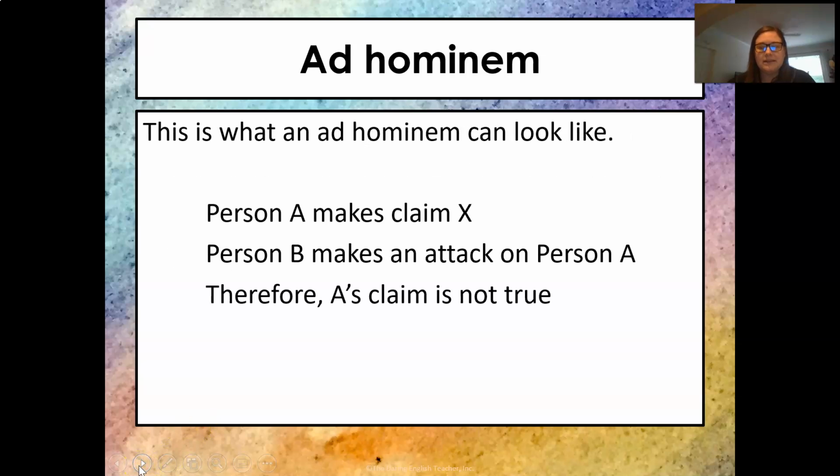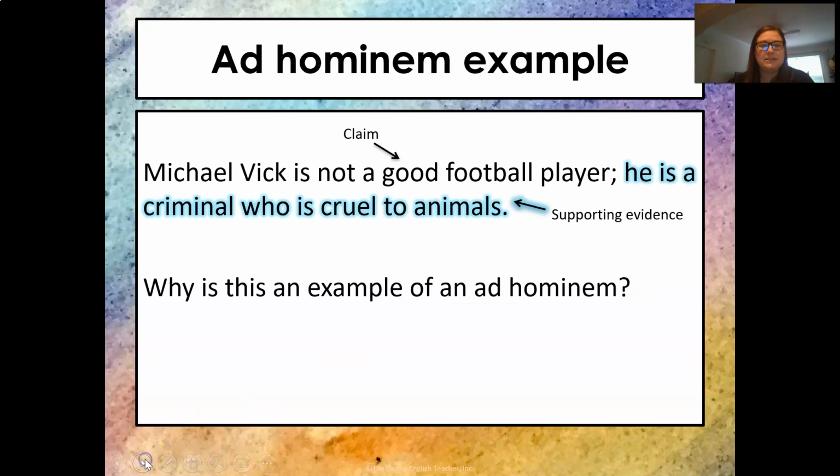It looks like this. Person A makes claim X. So claim X is just whatever the claim is. Person B attacks person A and says, therefore, person A's claim is not true. What they should be attacking is claim X, not person A. Here's an example. Michael Vick is not a good football player. He is a criminal who is cruel to animals.